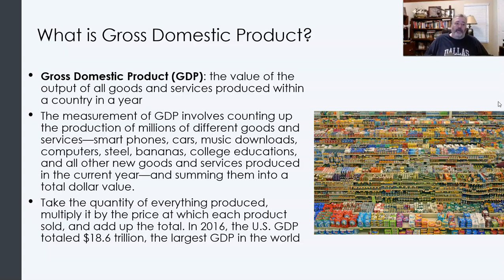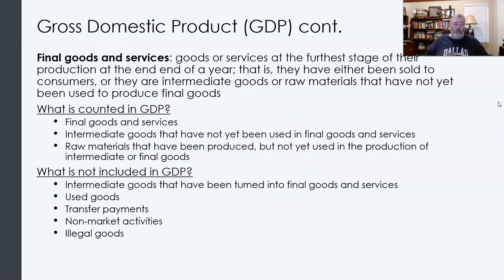So it literally involves counting up the production of millions of different goods and services: smartphones, cars, music downloads, computers, steel, everything you can imagine, and summing them up into a dollar value. You can take the quantity of everything produced, multiply it by the price at which each product sold, and add up the total. In 2016, for example, U.S. GDP totaled $18.6 trillion, the largest GDP in the world.